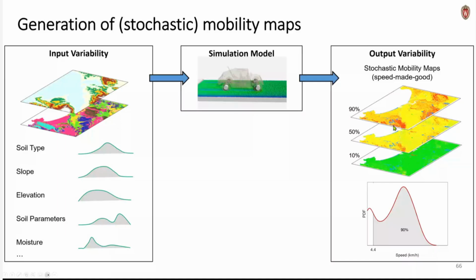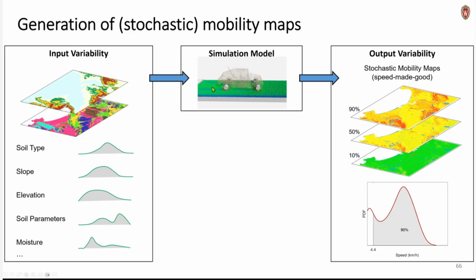And of course, especially if you want to get stochastic, so also give a confidence interval to your prediction of the speed that a vehicle can achieve at the 10%, 50% or 90% level, you have to run Monte Carlo simulations. So at each point in this 20 by 20 kilometers, you have to run like 10,000 simulations. So here are hundreds of millions of simulations.